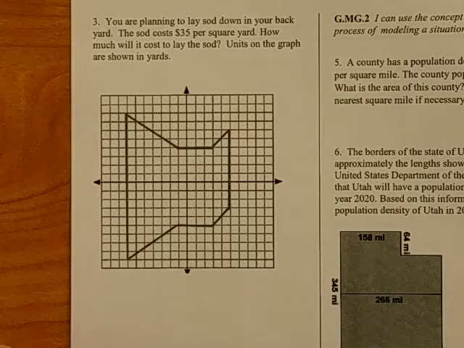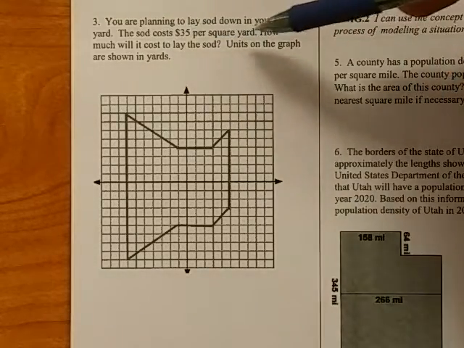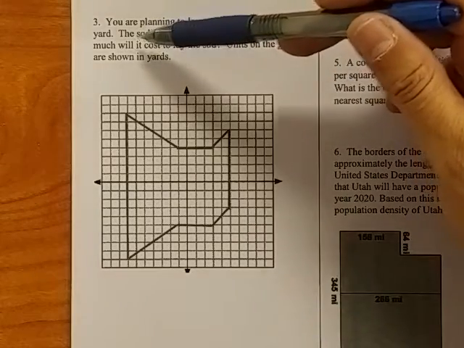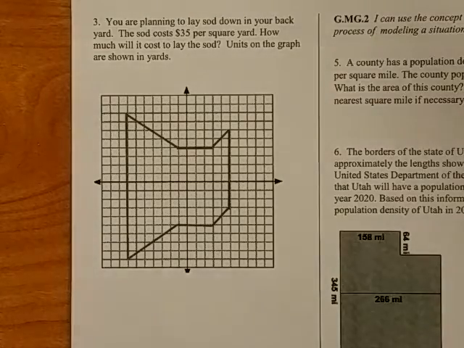All right, so now for this next one, for number 3, it says you're planning to lay down sod in your backyard. Sod costs $35 per square yard. How much will it cost to lay out sod? Units on the graph showed in yards, so these are in yards squared. So what I need to do with this is I need to break it up into the pieces.